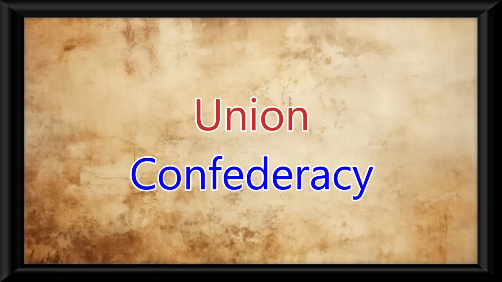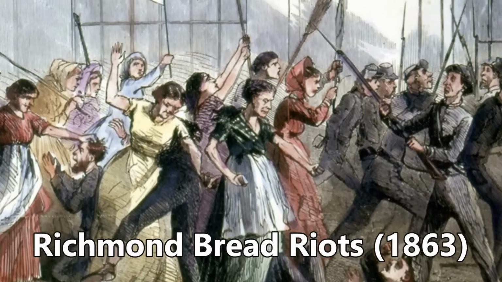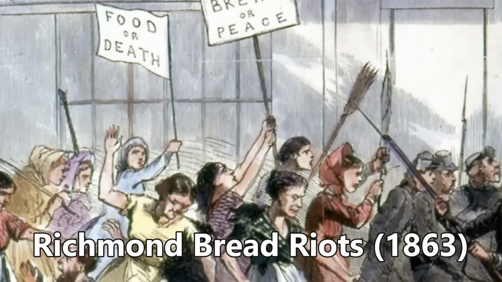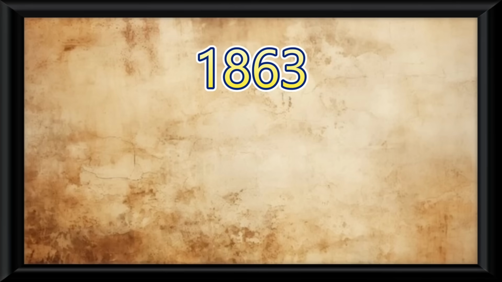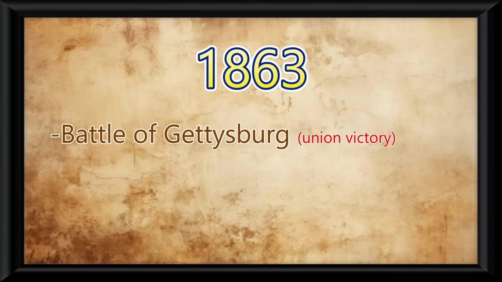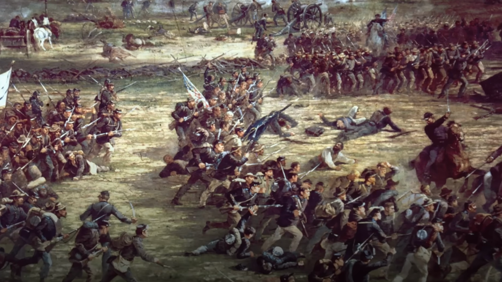Meanwhile, both sides struggled on the home front. The New York City draft riots showed anti-war sentiment in the North, while the Richmond bread riots exposed the starvation and desperation of the South. But then comes the turning point, 1863. First, we have the Battle of Gettysburg, where Lee tried to go on the offensive but got absolutely pummeled in a 3-day bloodbath, forcing him to retreat.